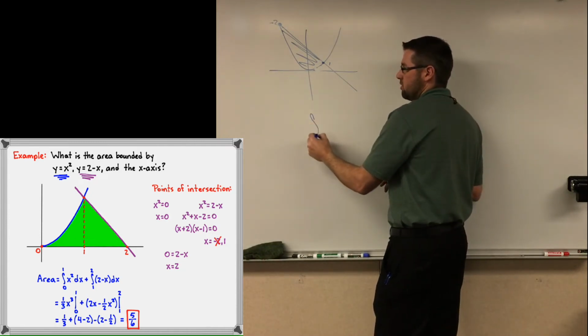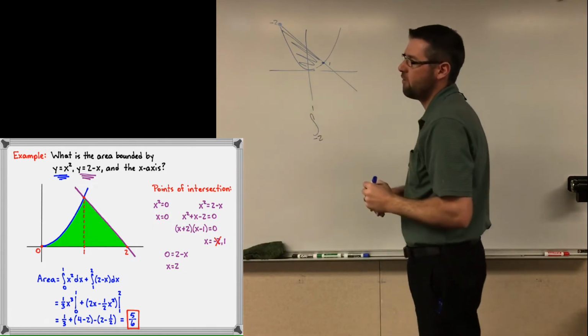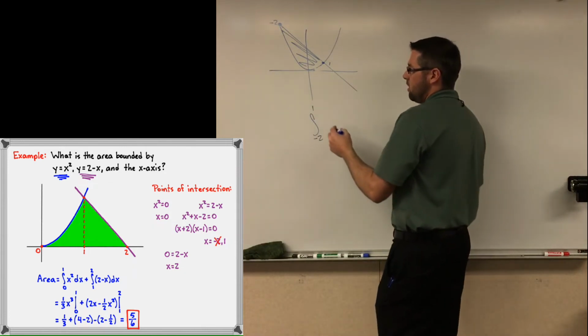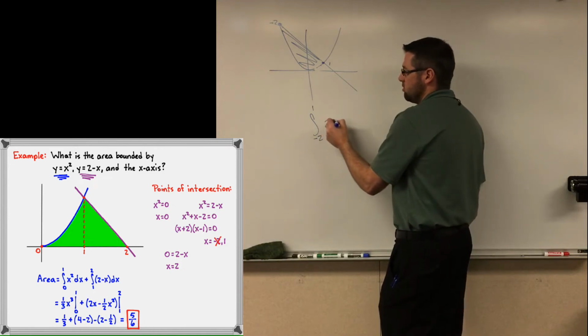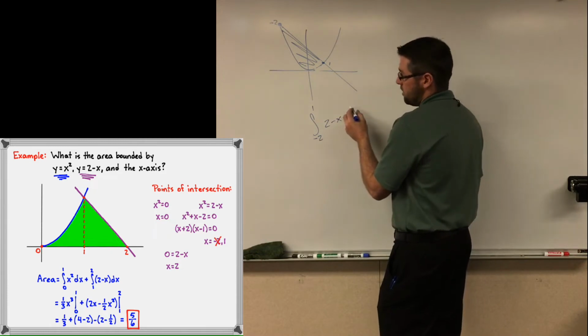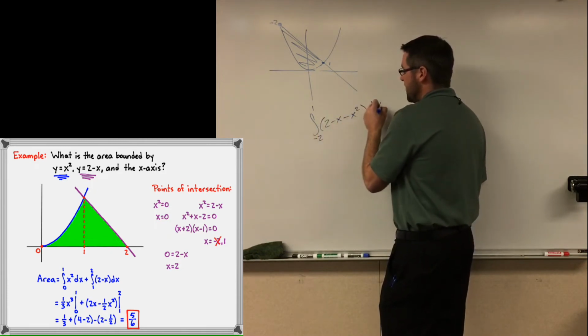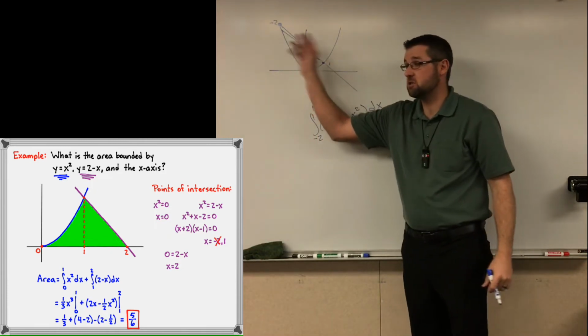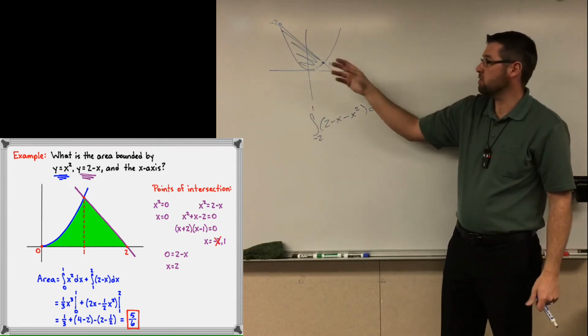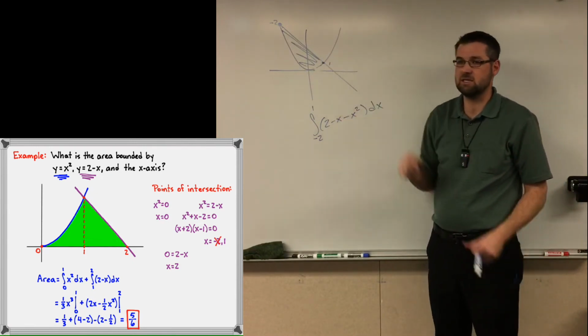The integral from negative 2 to 1. Hey, focus, please. Of the upper function, which is 2 minus x, minus x squared, dx. So that's if I want the region bounded by just the two curves.